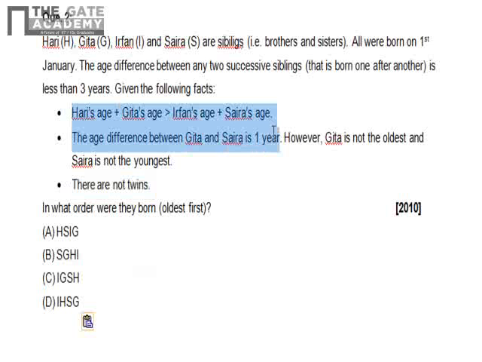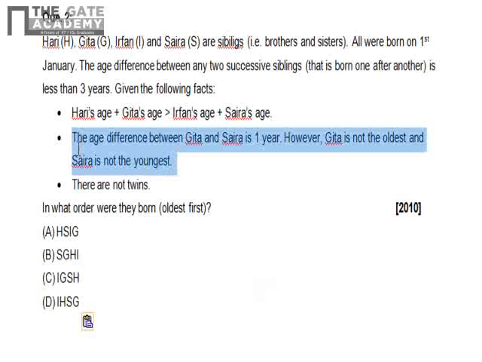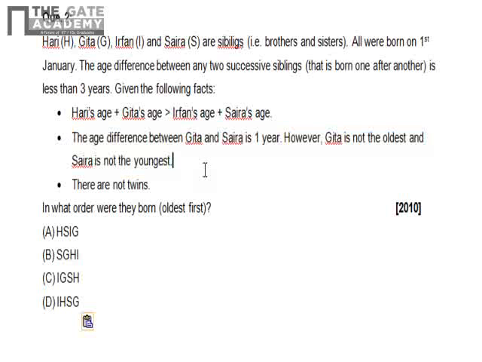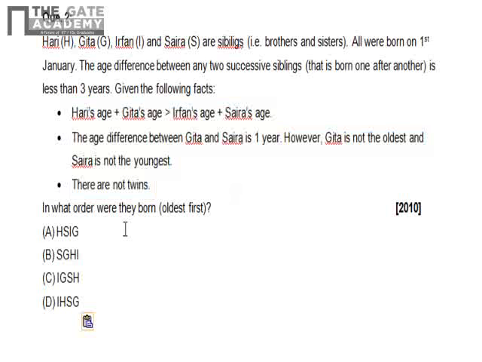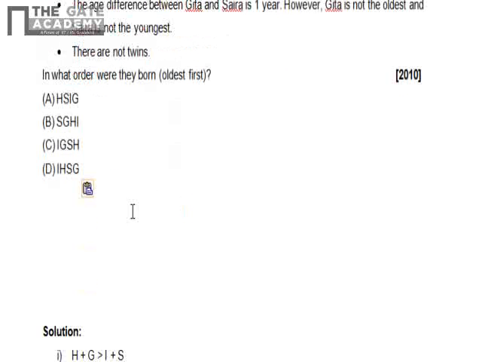Then they have given some facts: Hari plus Geeta is greater than Irfan plus Saira. One important point given in the question is that the age difference between Geeta and Saira is 1 year. However, Geeta is not the oldest and Saira is not the youngest. So by this information I will have to solve this, and what they have asked is in what order were they born, oldest first. Okay, so now we'll see the solution.